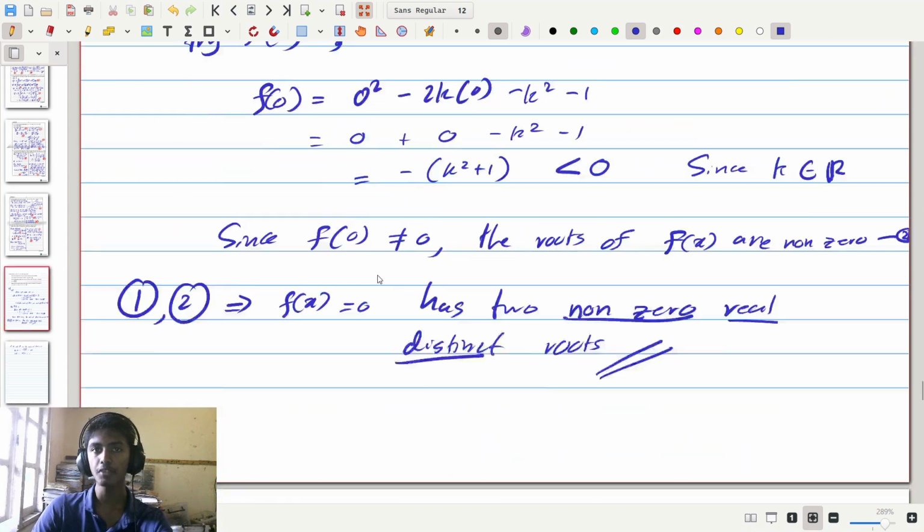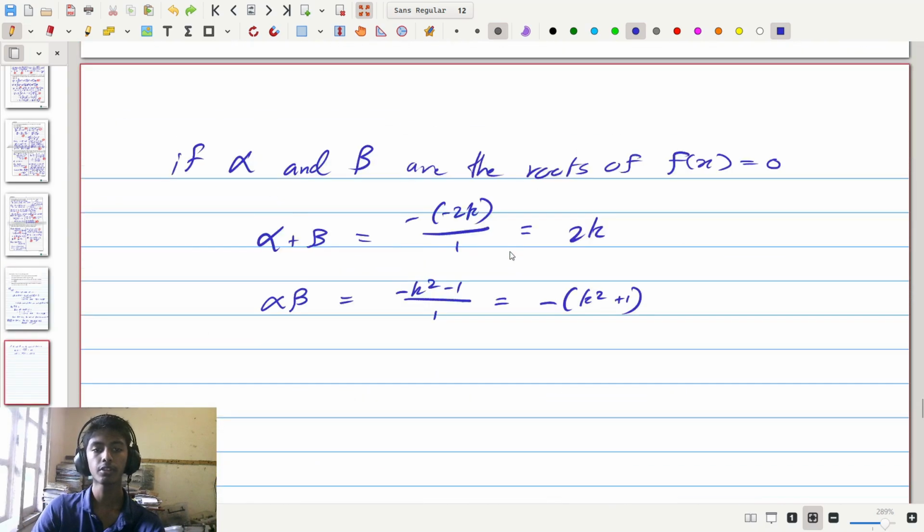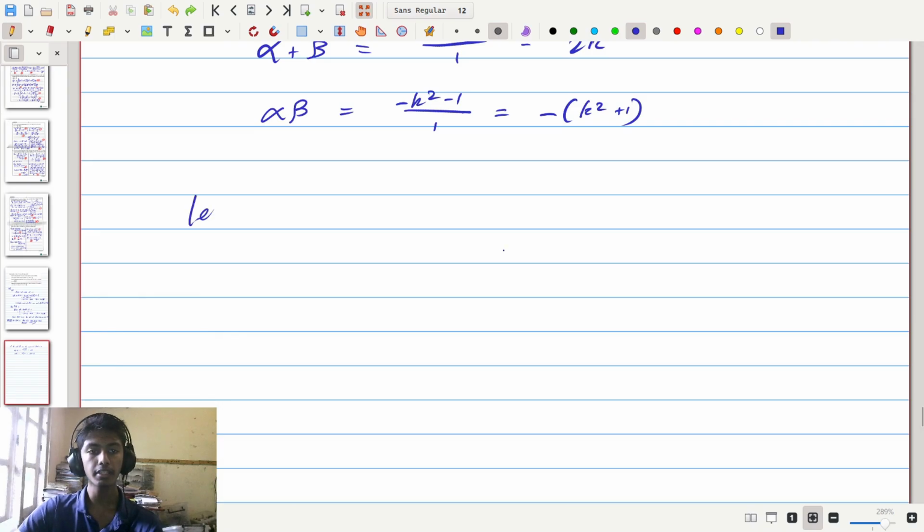So now that we have this, we can move on to the second quadratic equation with the roots of r and s. Before that, we need to write in our answer sheet the definitions of r and s. So we're going to say let r be equal to 1 over 2 alpha and s be equal to 1 over 2 beta.